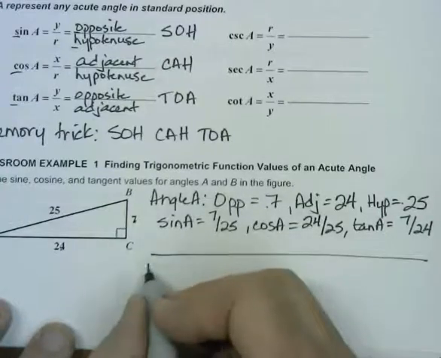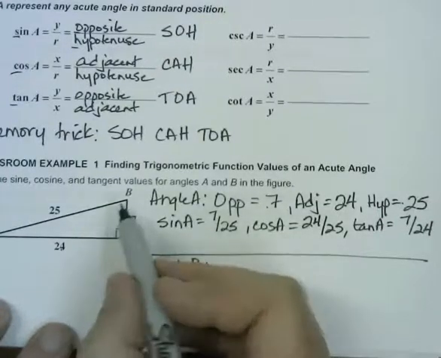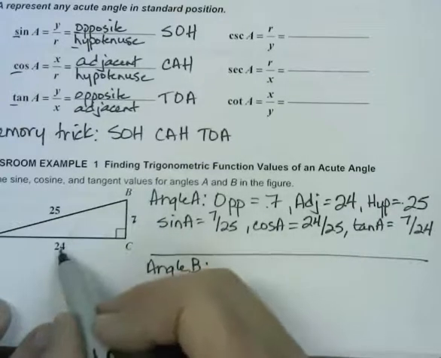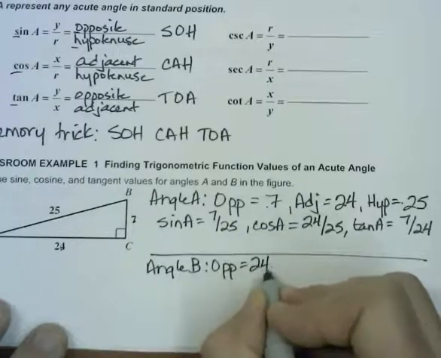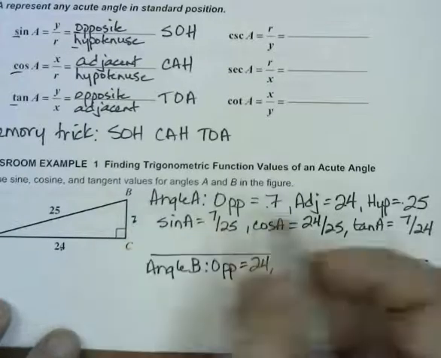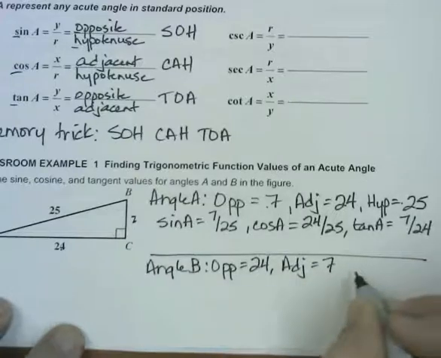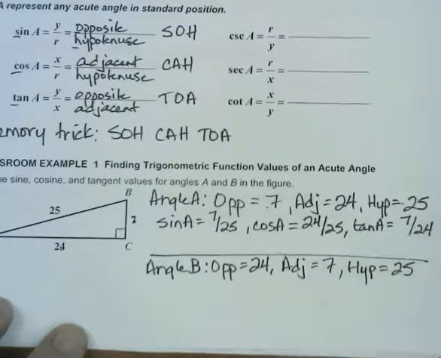Now, if we want to look at angle B, we have to go back and figure out the opposite and the adjacent sides. So the side opposite angle B is this one. So our opposite is 24. The side adjacent to angle B is the 7, and the hypotenuse is still 25. The hypotenuse is always the same, no matter which angle you're looking at.